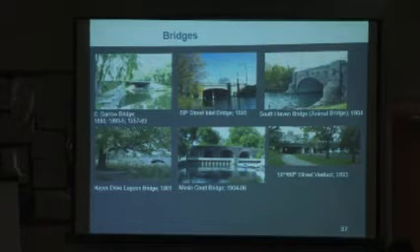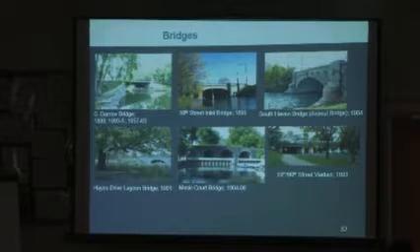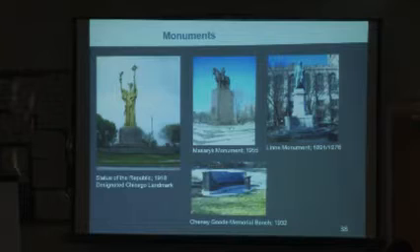Bridges. We even include the viaduct here, the Metro Viaduct. This was in place, or a form of it, during the Columbian Exposition. That's why you see such an early date on this, 1893. Monuments. Statues, benches.